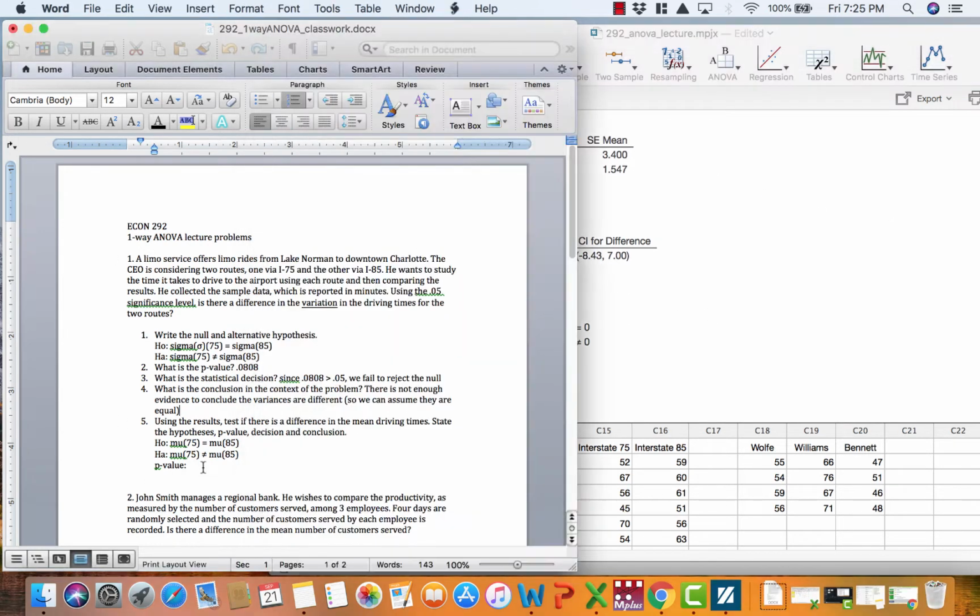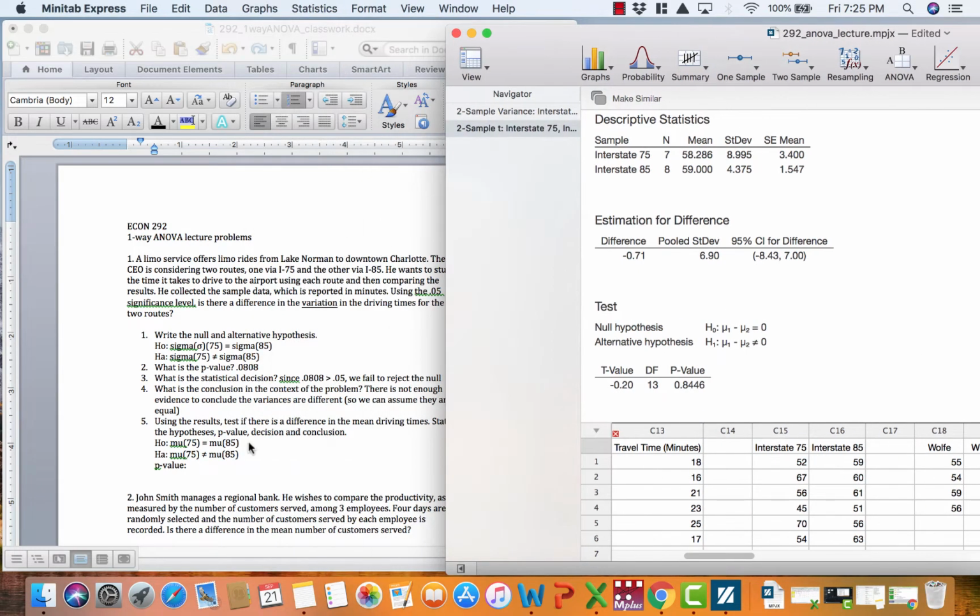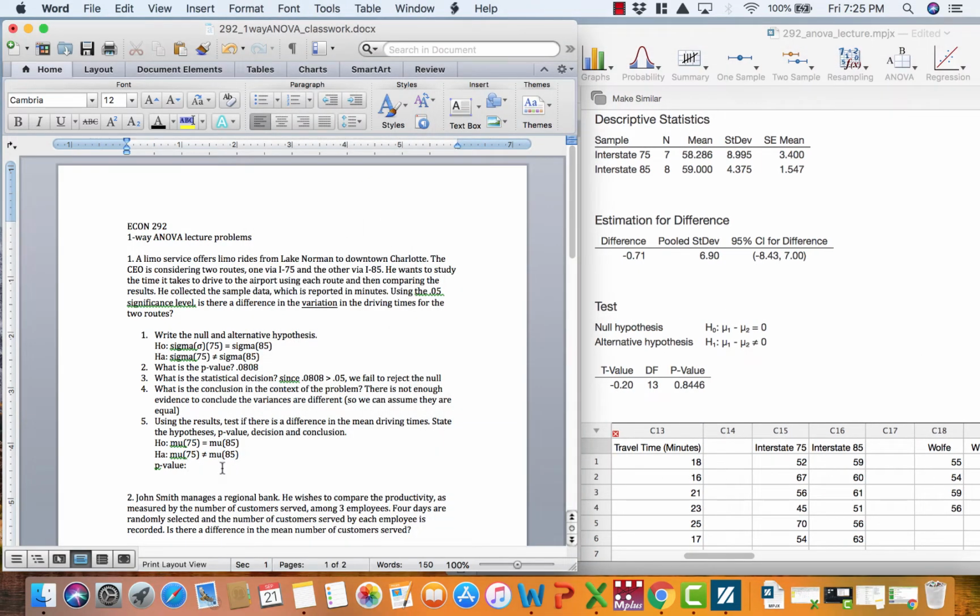All right, and scroll down and we get a p-value of 0.8446. All right, since 0.8446 is clearly greater than 0.05, we fail to reject the null.